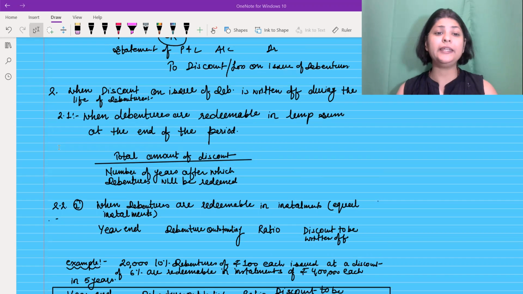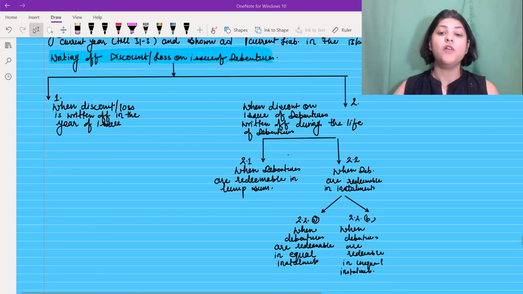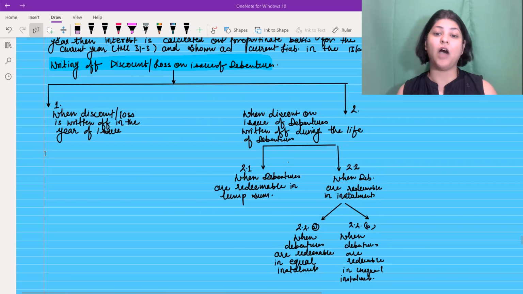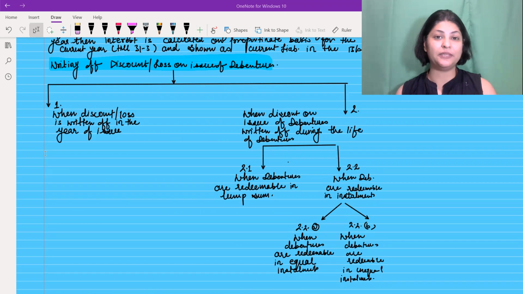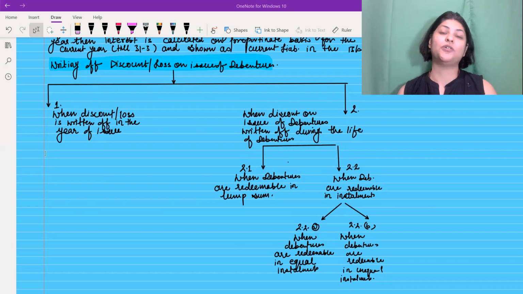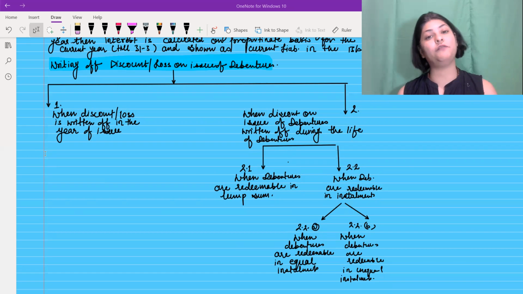So when this is done, debentures can be either redeemable in lump sum. Again, there will be two cases. If I show you over here, what kind of cases can be made out of this case number 2 itself. One is the possibility that when the redemption is taking place, the redemption of all the debentures, let's say 50,000 debentures were there, all 50,000 debentures are going to be redeemed in one go at the end of the 5th year.